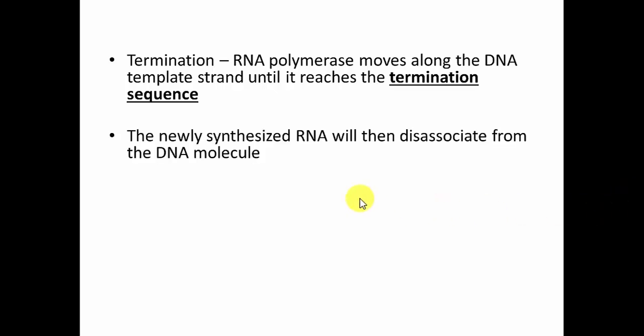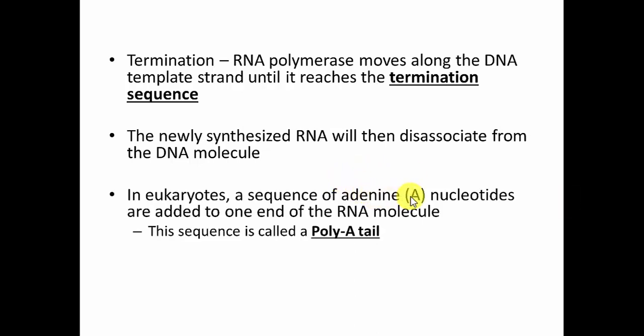The newly synthesized RNA will then dissociate from the molecule, and following this, there will typically be some kind of processing that occurs. In other words, the RNA has to be sort of polished in order for it to actually move on to the next stage. This is something that varies. In eukaryotes, a sequence of adenine nucleotides is often added to one side, and what this does is prep it to leave the nucleus.